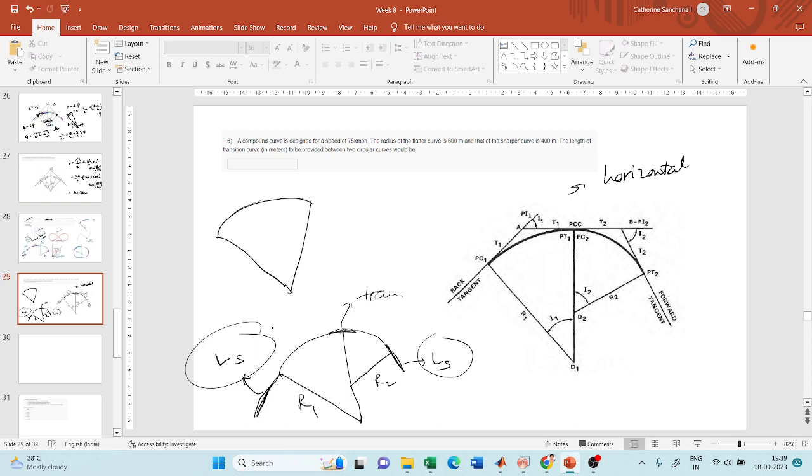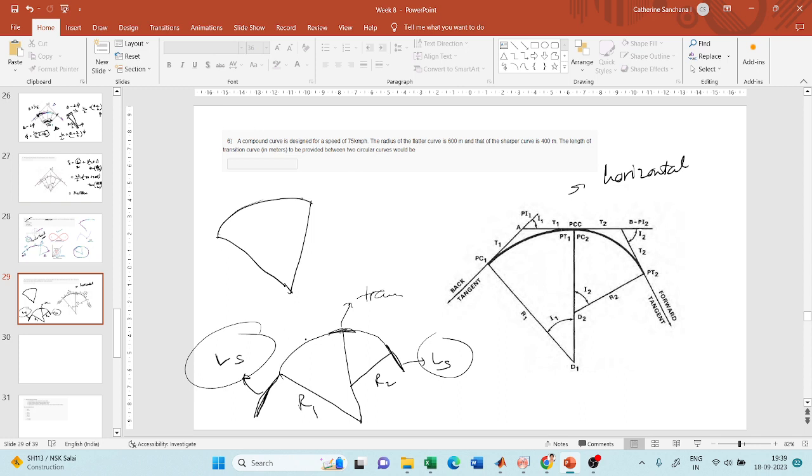Now how will you find out this length of the transition curve, and why is a transition curve required between curves? We saw transition curve is for gradual introduction of radius or centrifugal acceleration or extra widening or whatever it is, right?